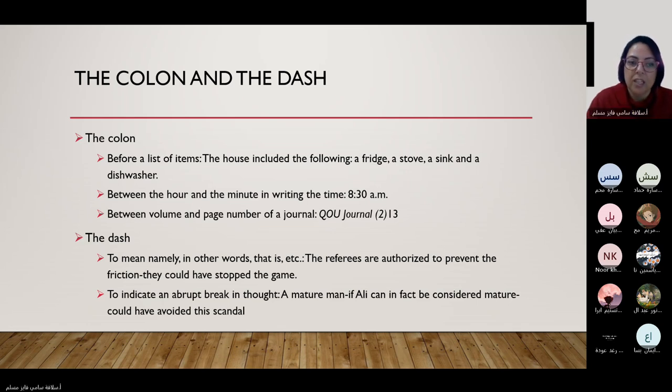Okay? To indicate an abrupt break, قطع مفاجئ, in thoughts. بكون عم بحكي إشي فجأة بقطع الحديث وبفكر بإشي تاني، بكون عم بفكر بإشي تاني بحكي إشي تاني. Okay? So, a mature man, if Ali can in fact be considered mature, could have avoided the scandal.